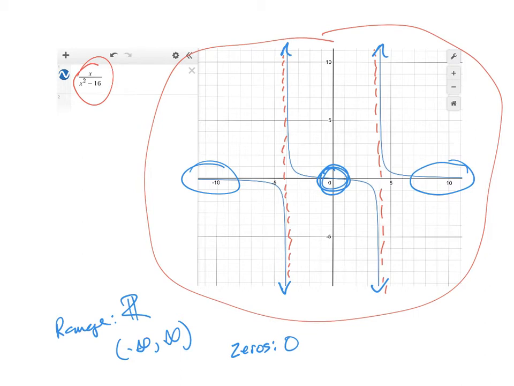In terms of intercepts, that 0 is the x-intercept. There are no other x-intercepts because these are asymptotes, right? They're horizontal asymptotes. And that 0 is also the y-intercept. That's the only place we hit the y-axis.